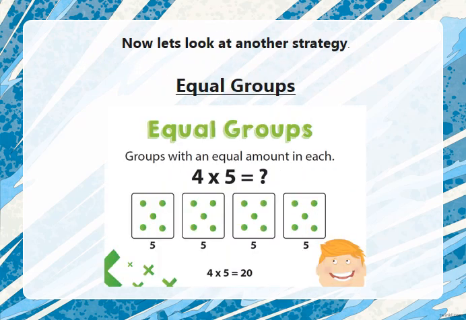Now we're going to look at another strategy. This strategy is called equal groups. Just like arrays, equal groups help us find out our times table sums. Let's break it down further and look at an example.